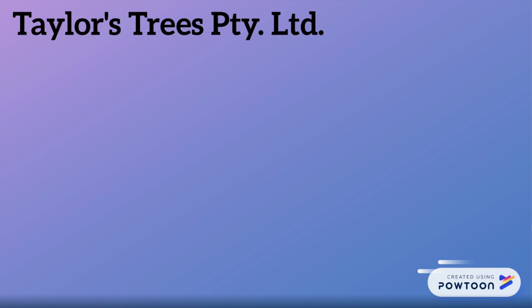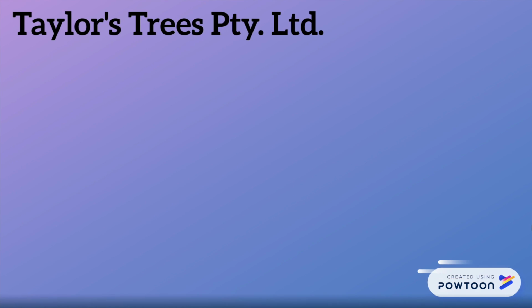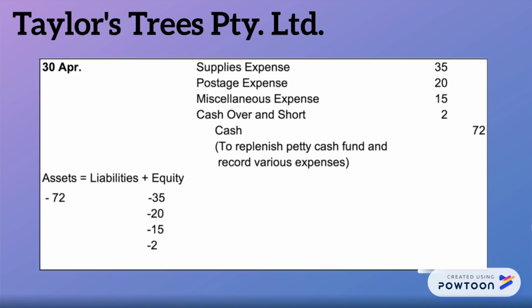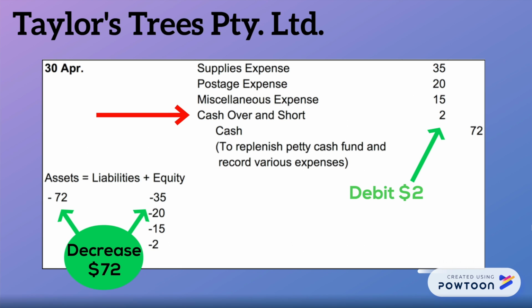Let's look at the same example of Taylor's Trees, except this time there is only $8 left in the fund. To fully replenish the fund, $72 is needed, but there is only $70 of receipts. This $2 difference is recorded in a journal entry under the account cash over and short, which is debited. Ultimately, both total assets and equity decreased by $72.